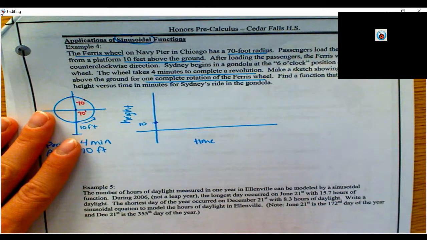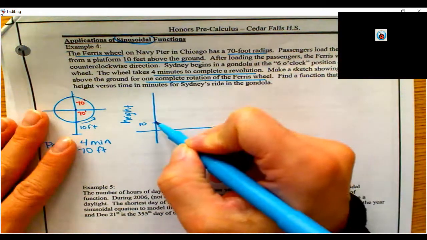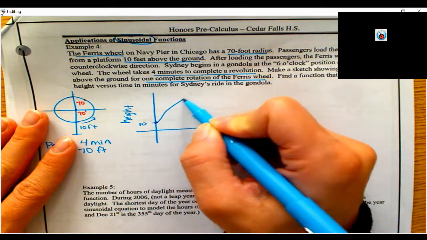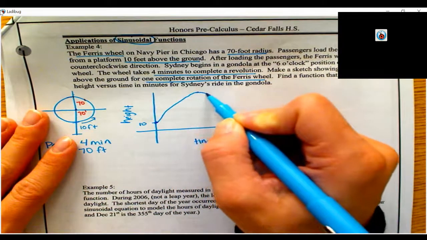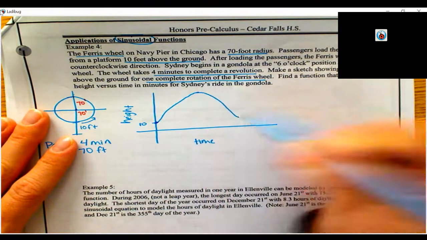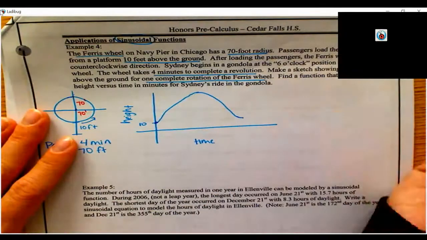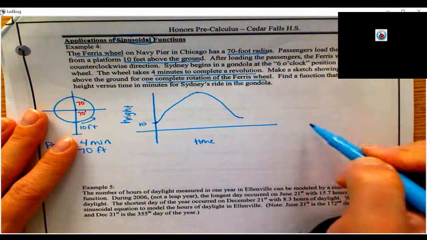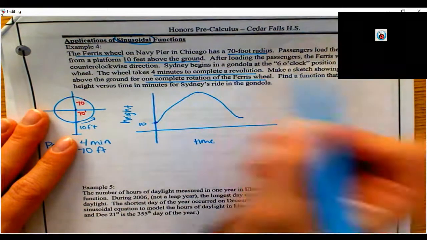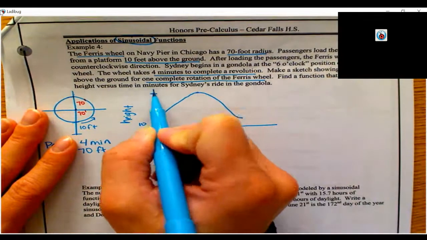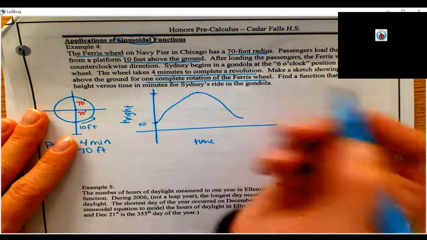Are we good with that part? Okay, so basically, you're starting here. You're going up, you hit your maximum, and you're coming back down until you get to 10 feet. And then you go back up, and then you come back down. What was this maximum height here? What did we just say that was? 150.